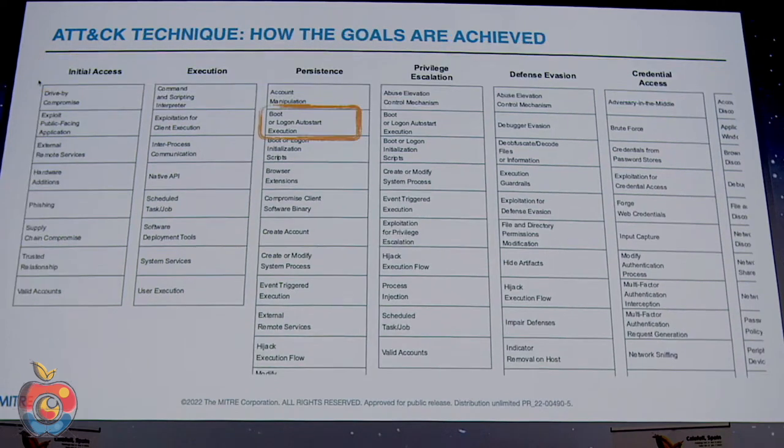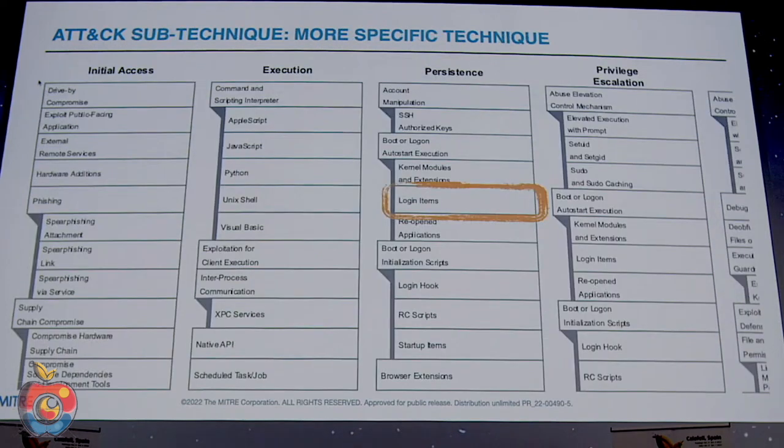Do I take a car? Do I walk? What does that look like? And then when you get down to the sub-technique, in this case, we're talking about an auto start at login. The sub-technique is going to be login items, and that'll be: I took this route, and that is how I got there. Just kind of give you a really high-level overview of what that means.